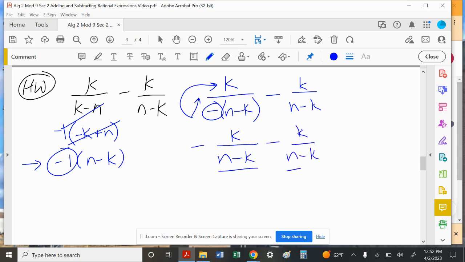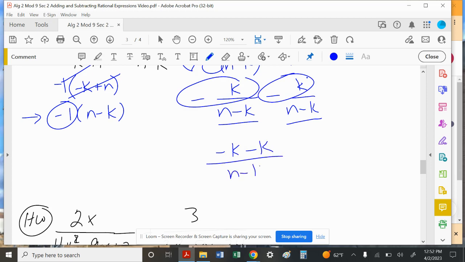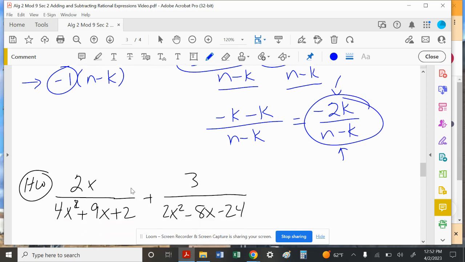Now we have common denominators. Already we don't have to do any special things there. So I have negative k from this part, and I have negative k from that part, over n minus k, that is negative 2k over n minus k. There's nothing I can cancel. These are multiplying, these are adding, so I can't cancel them. So therefore, that's my answer. Okay, and that's it. We're going to do the last 2 problems in the next video.